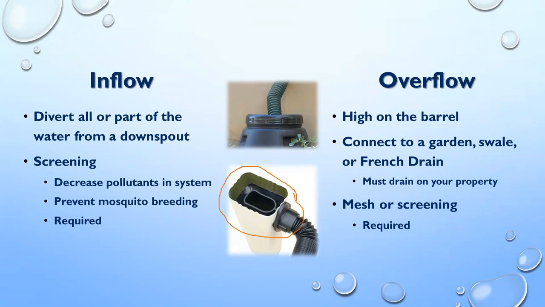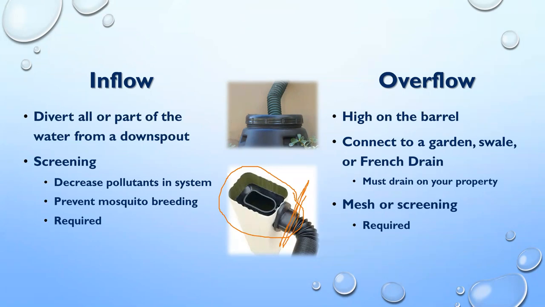And this is called a partial diversion. So this is partially diverting your inflow. It does have some of the same requirements. You still need screening, which we talked about. You really don't want those mosquitoes breeding. You don't want those extra pollutants in your system. So you still have to put a screening. And in this case, the screen goes right here.